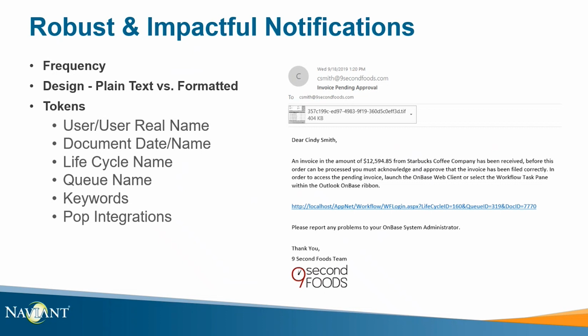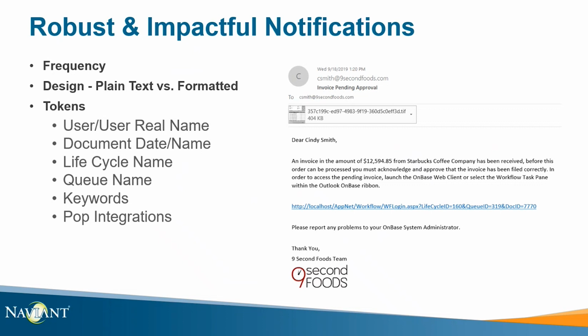A couple of the things to call out in this notification: we're able to provide Cindy the dollar amount for the invoice. That's a keyword coming from the system. Obviously, who she's receiving this from, Starbucks Coffee Company. Again, another keyword that we're able to put in here with a token. They also have the document actually attached to it, which is a really nice feature. And then we have that URL there for the workflow queue itself, which you can click on and jump into.